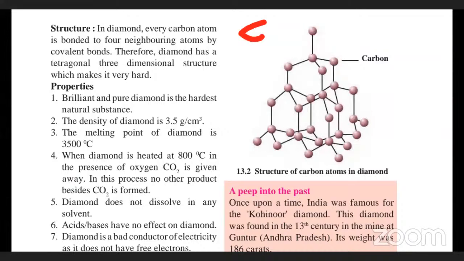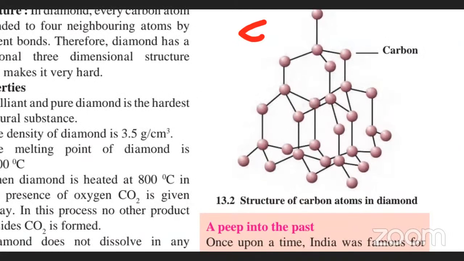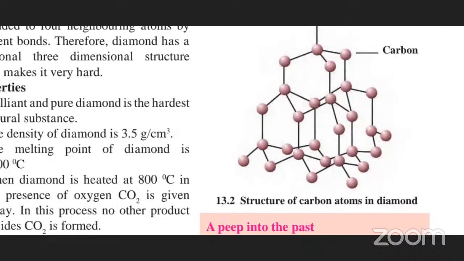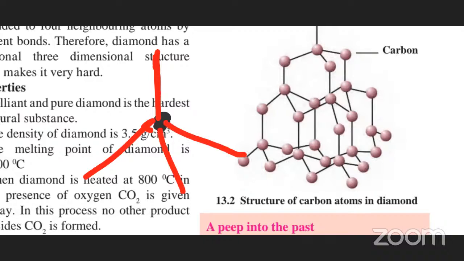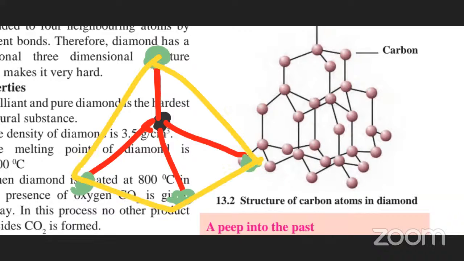What do you mean by tetrahedral? This type of structure. Suppose this is one central atom and four other atoms are like this. When you join this together, the structure you get is known as a tetrahedral structure, and this is the structure which is seen in diamond.